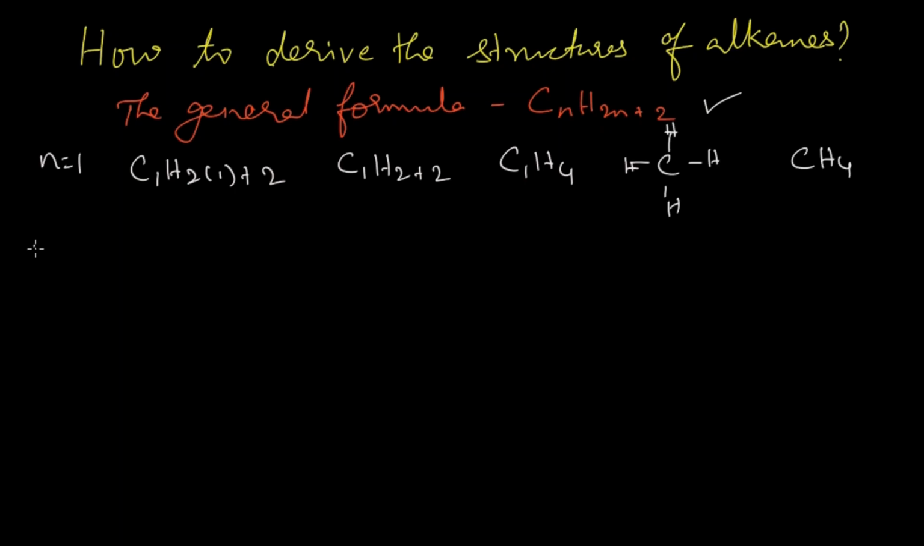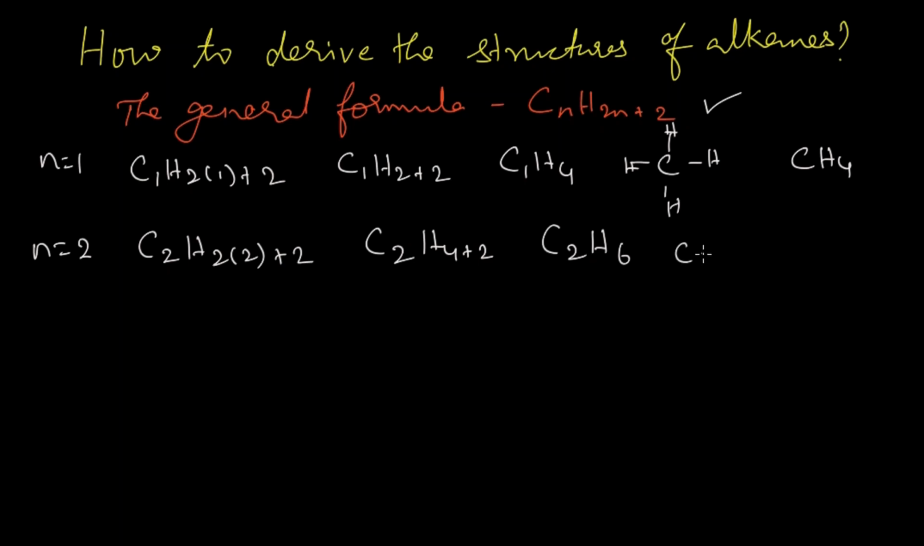Now n is equal to 2. C2H(2 into 2 plus 2). Therefore C2H(4 plus 2), that is C2H6. 2 carbons and hydrogen, hydrogen, hydrogen, hydrogen, hydrogen. Here one hydrogen. Therefore CH3 single bond CH3.